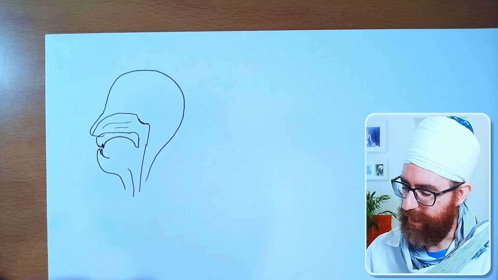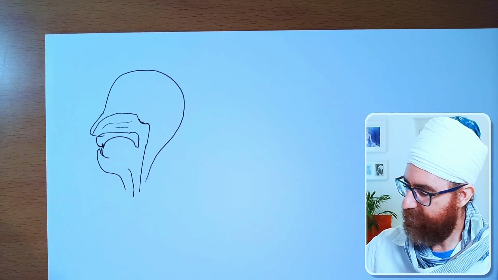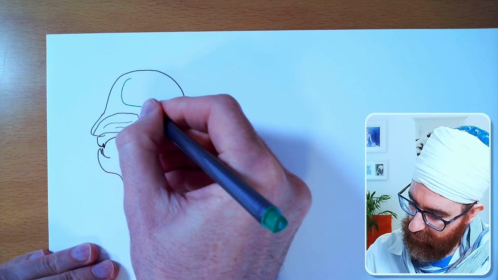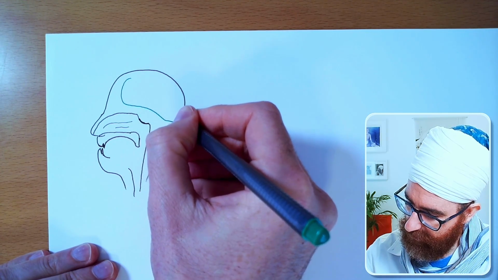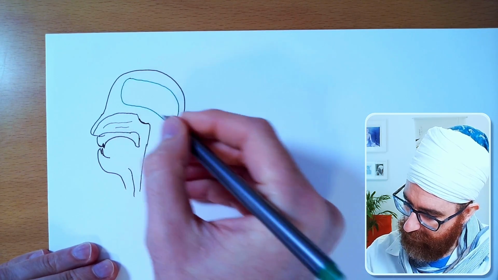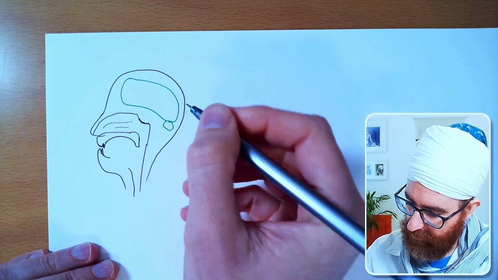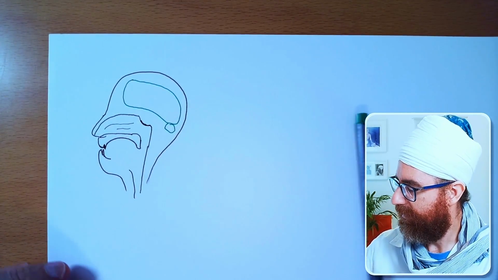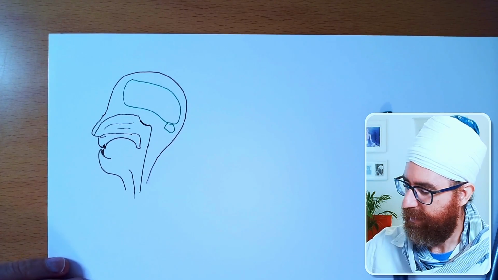So this is more or less the head. Here we would have our brains, more or less like this. Yeah, with something like that. And let's draw this tongue. Let's make it a pink tongue.